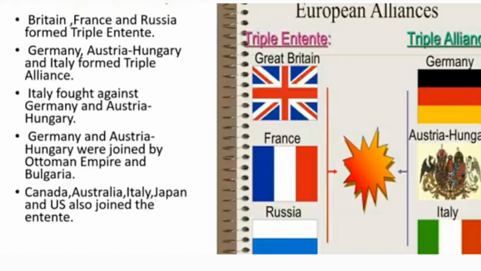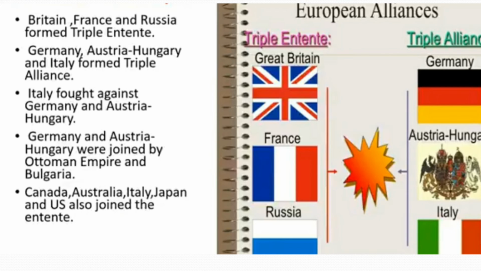Now, the empire which was ruled by the Habsburg dynasty. This empire, the Austria-Hungarian Empire, was ruled by the Habsburg dynasty of Austria. It included Hungarian, Serb, Bosnian, and Croat populations who spoke different languages and had different cultural traditions.